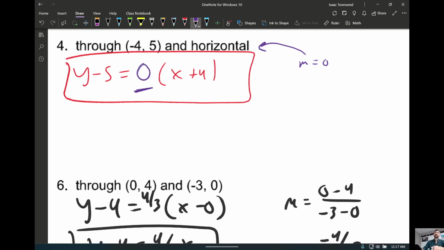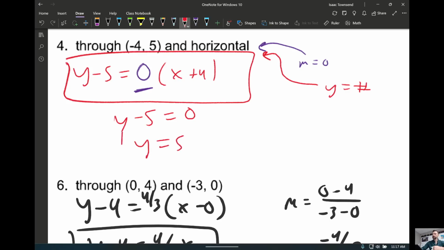So I guess this is technically correct, but timesing by 0 makes all of that go to 0. And really, if it's a horizontal line, it'll always be in the form y equals a number. So if you add that 5 over to go through -4, 5, it had to be y equals 5. Horizontal line has all the same y values no matter what x is. So the way we say that algebraically is to say that y is always 5, regardless of what x is. That's why there's no x's here.